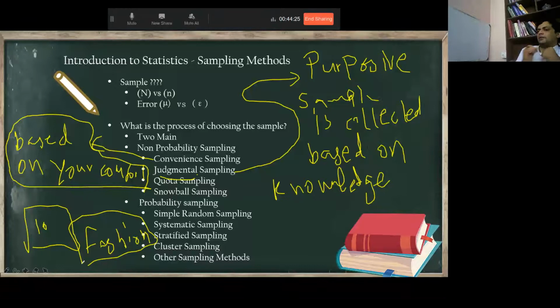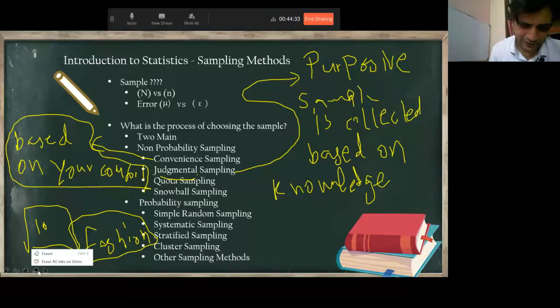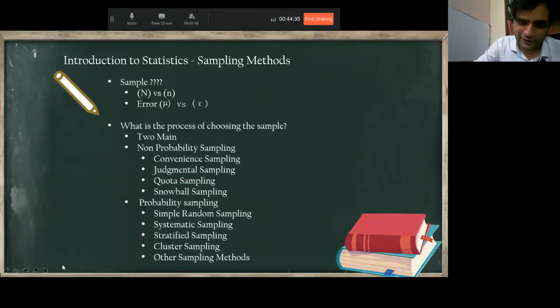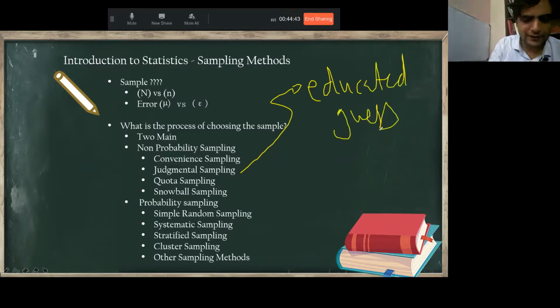That's judgmental, right? So this is the judgmental sampling. In a simple way, it's an educated guess to select people. Understand?